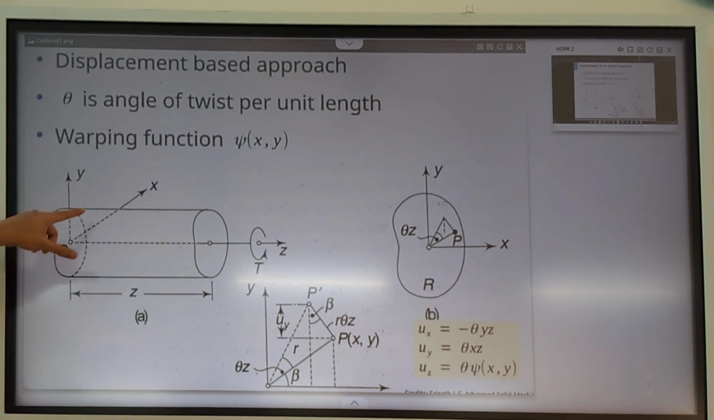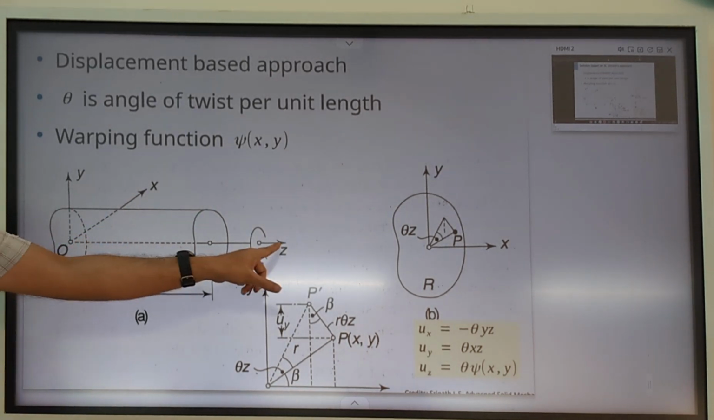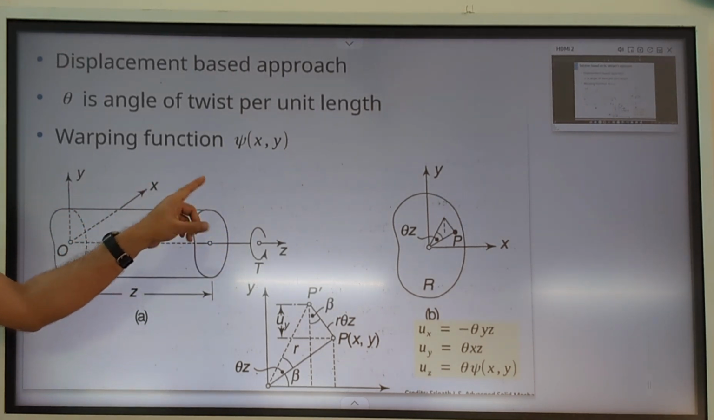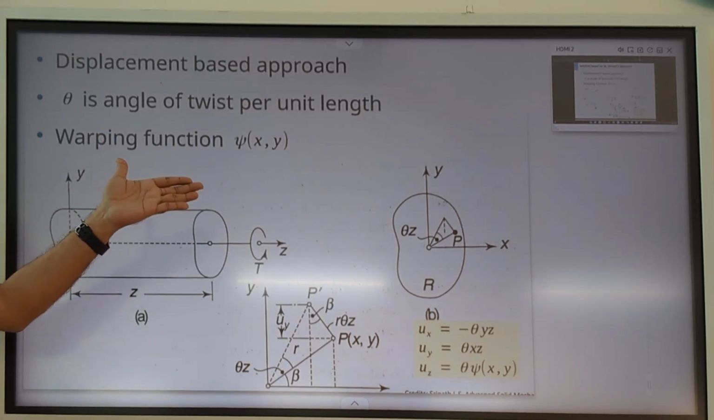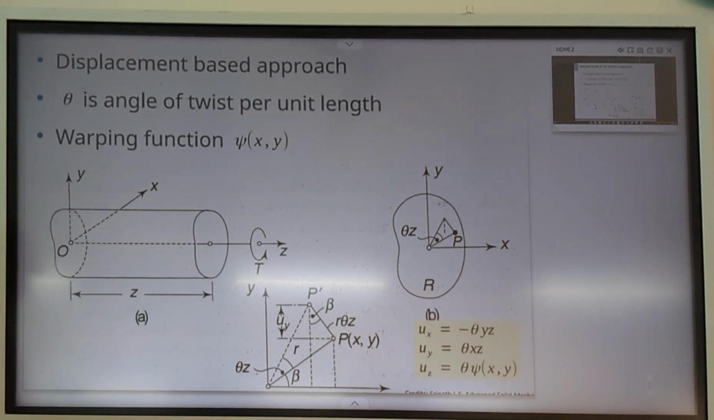Some definitions. So the coordinate system, this is the shaft. The axis of the shaft is the z axis. So this is the non-circular shaft. The axis of this pen is the z axis, and the xy axes are where the cross section lies. So the xy plane contains the cross section of this particular shaft.